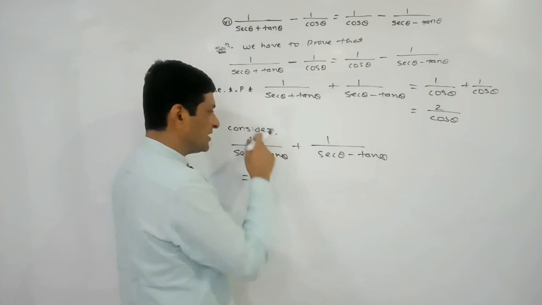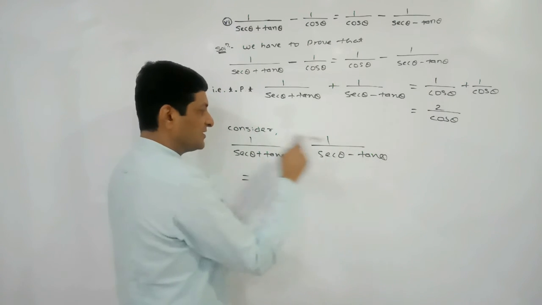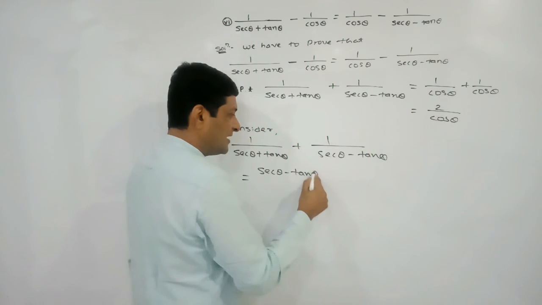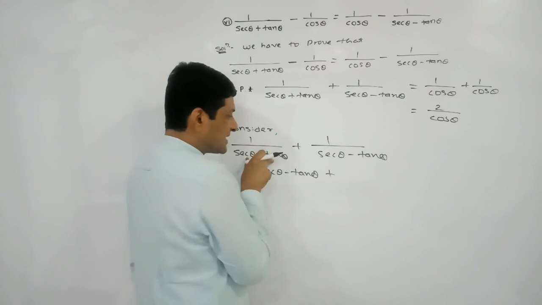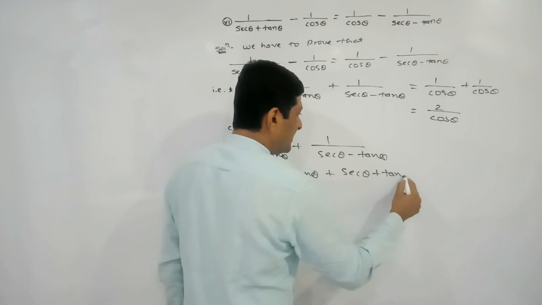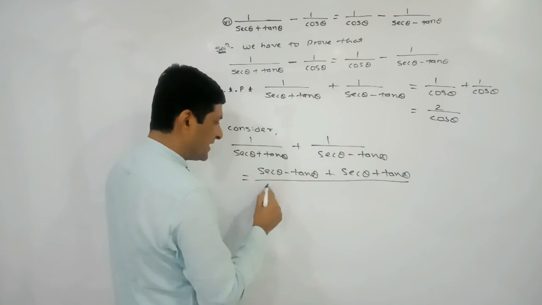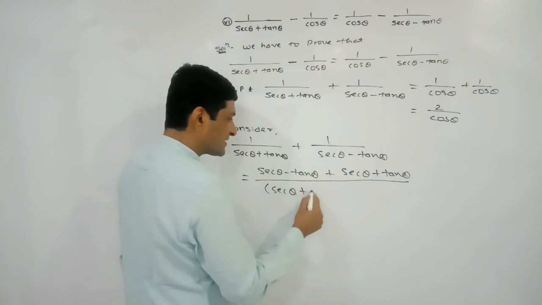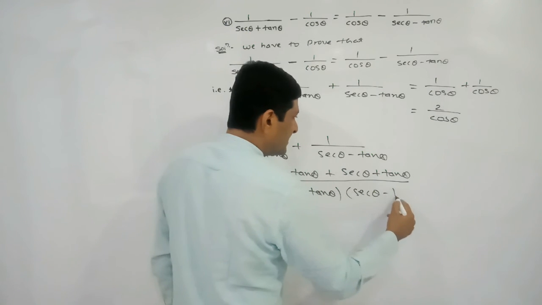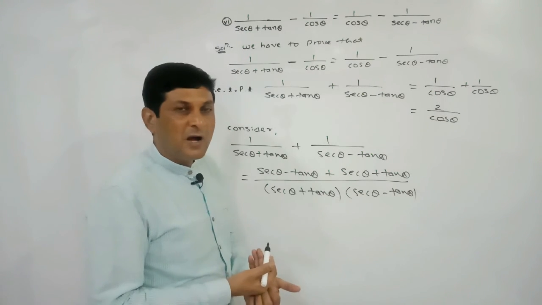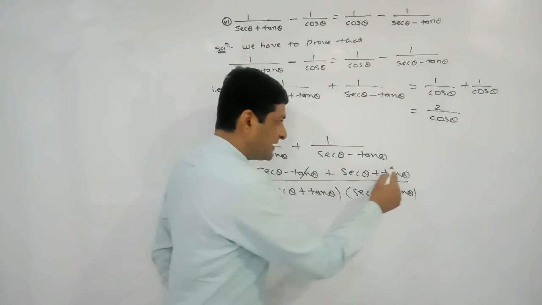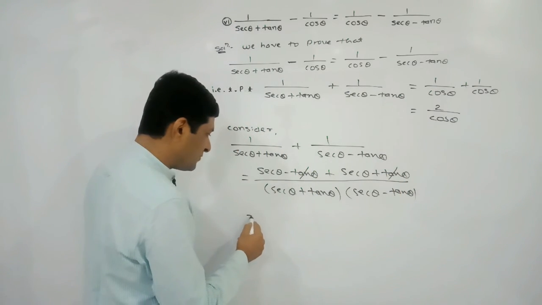Take the cross multiplication. So sec theta minus tan theta into 1 will be equal to sec theta minus tan theta, plus sec theta plus tan theta into 1 will be equal to sec theta plus tan theta, and in the denominator see what we will get? Sec theta plus tan theta into sec theta minus tan theta. Now after taking cross multiplication, if you observe the numerator here, minus tan theta and plus tan theta will get cancelled, and what result we are getting?